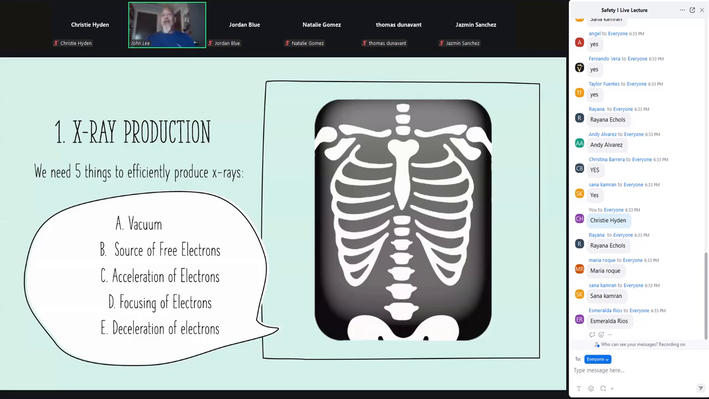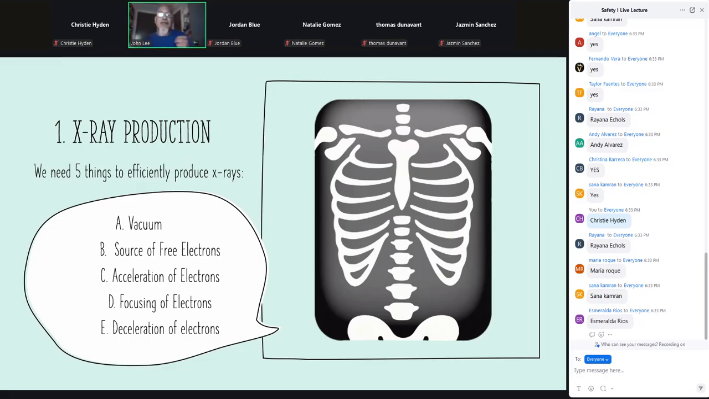Now, the first thing that we have to have is a vacuum, because without the vacuum, then we have molecules of air that could get in the way of our stream of electrons moving their way from cathode to anode. So we have the glass envelope or the glass enclosure, and we pull all the air out of it. That gets rid of anything that could get in the way of our source of free electrons generated at our cathode. Then we need to be able to accelerate those electrons.